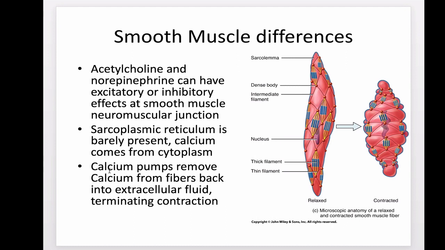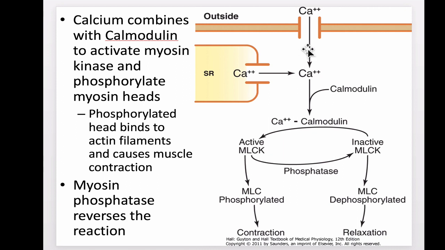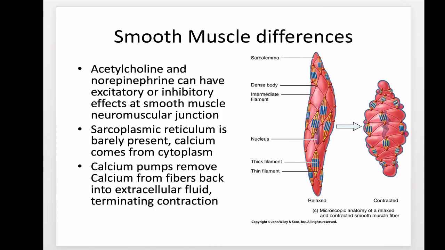In smooth muscle also, calcium is pumped back and removed. Again, that's different from being pumped back into the sarcoplasmic reticulum like in skeletal muscle, but calcium is pumped back out of the cell, where it came from, into the extracellular fluid. In skeletal muscle, it was pumped back into the sarcoplasmic reticulum, and that's what terminates contraction in a smooth muscle. And that's it.